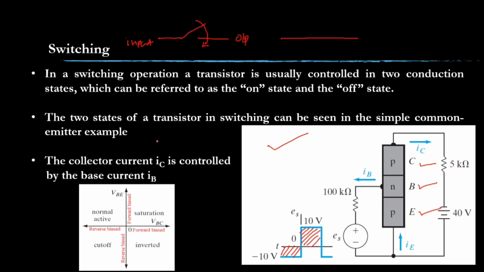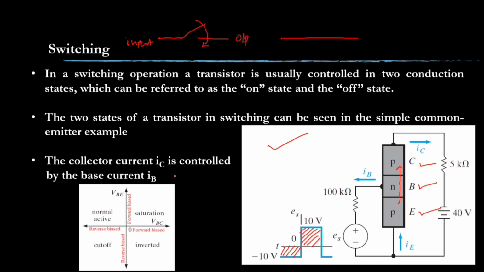Okay, so what exactly am I doing? I am controlling the IC. IE is almost equal to IC. We know this is the current from emitter to collector. I am controlling the current flowing from emitter to collector using IB. So here I am changing the input depending on the time. Sometimes I give a negative input, sometimes I give a positive input. So what exactly am I saying? Finally, the collector current IC is controlled by the base current.